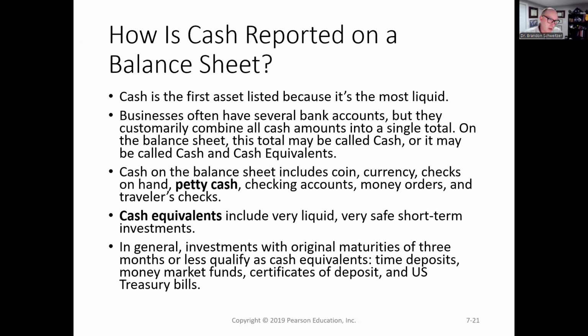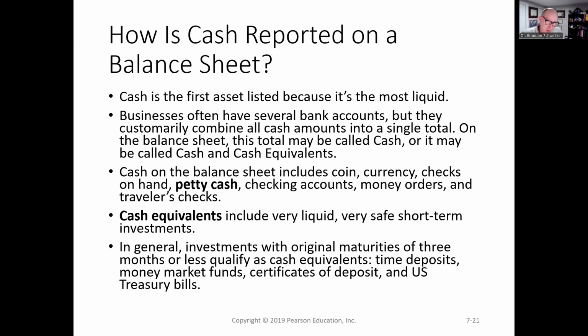So some businesses might have several cash accounts. You'll see things like cash, cash equivalents, petty cash, checks on hand, those types of things. Those are all cash accounts. Okay. They're listed out in the order of liquidity.